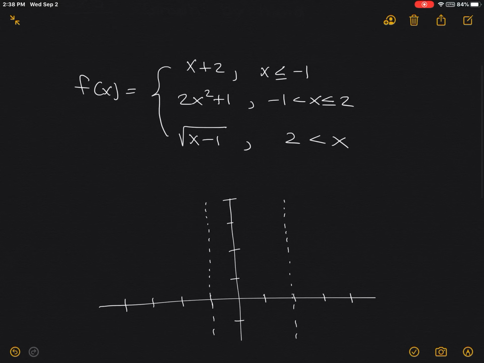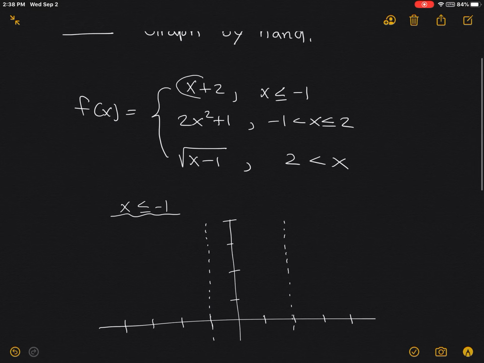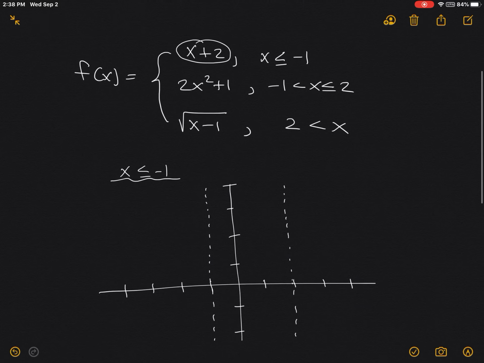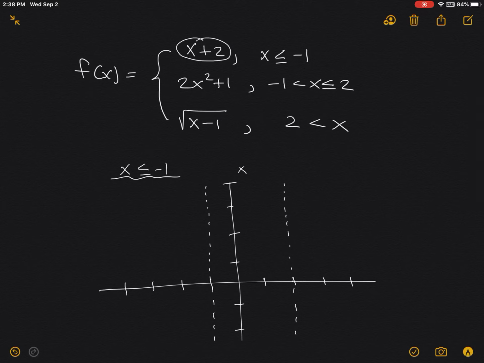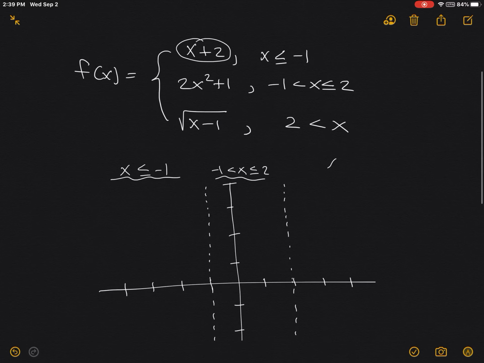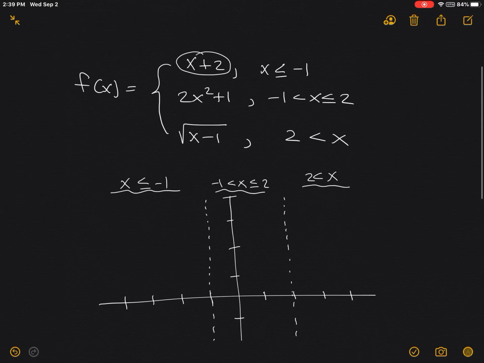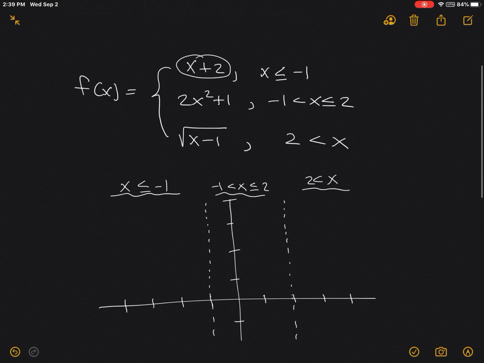All right, so just to give you a big picture, right? This is x is less than or equal to -1, this region right here, and only in this region am I graphing the line x plus 2. In this region right here, this would be x is greater than or equal to -1, but less than or equal to 2, between these two vertical lines. And then for x is greater than 2, this would be the last region right here, okay? And that's the idea. For x less than or equal to -1, I'm graphing the line x plus 2. In this middle region, I'm graphing 2x squared plus 1. And for x bigger than 2, I'm graphing the square root of x minus 1.